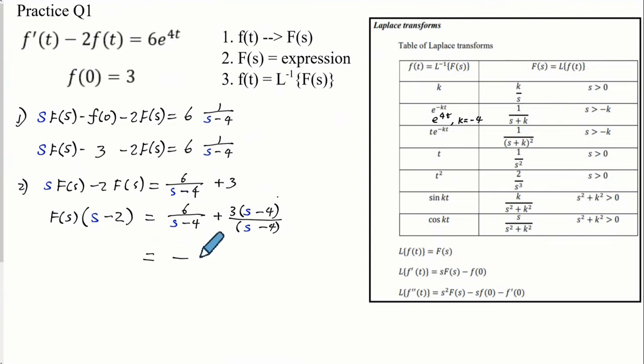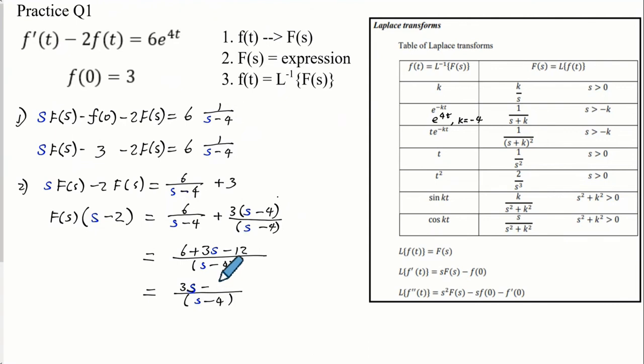And now I can add the two fractions together. S minus 4 as the denominator. And on the numerator, I should have 6 plus 3s and minus 3 times 4 is 12. Okay, and that gives me s minus 4 on the denominator, and on the top I should have 3s, 6 minus 12, keep s as blue.